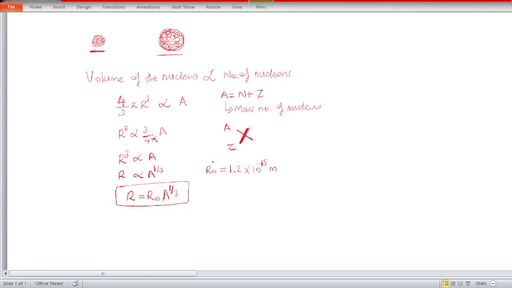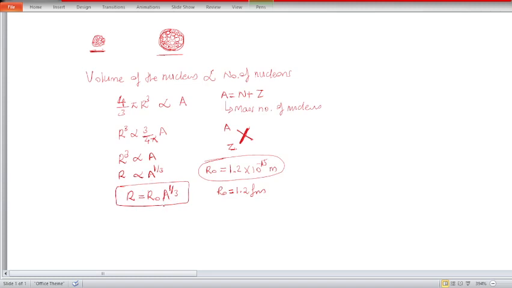Okay, and this R0 we obtained from different experimental results, and which is 1.2 femtometer. This is nothing but R0, you can write it as 1.2 femtometer, because 1 femtometer is 10 raised to minus 15 meter. So this is the expression for radius of any nucleus.